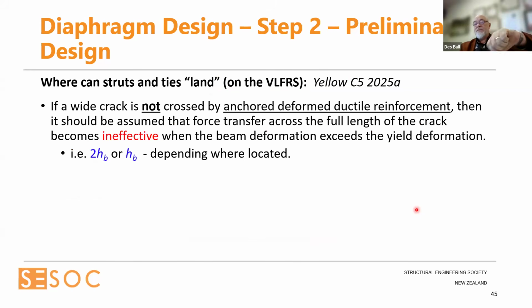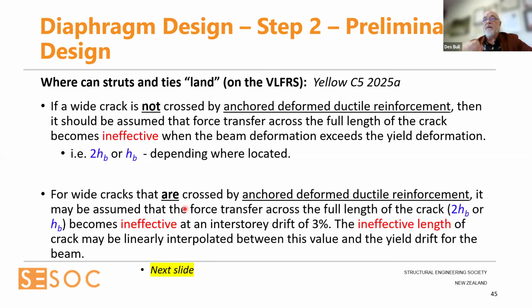Now we're just going to deep dive into this momentarily. I'm going to read it out, which I'm not very good at. If a wide crack is not crossed by anchored, deformed ductile reinforcement, the 4671 reinforcement, then it should be assumed that the force transfer across the crack is ineffective beyond yield for 2 HB or HB, depending where it's located.